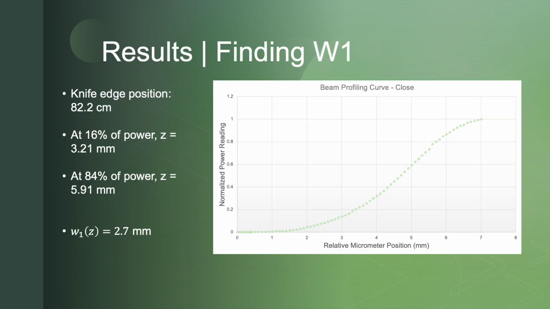For our results, we performed a knife edge scan at the focus of the imaging system. At a knife edge position of 82.2 centimeters, we recorded the 16% power point at z equals 3.21 millimeters and the 84% power point at z equals 5.91 millimeters. Using the knife edge method, which captures the transition across the Gaussian beam's intensity profile, we calculated the beam radius using the formula W(z) equals (z of 84% minus z of 16%) divided by 2, which is 2.7 millimeters.